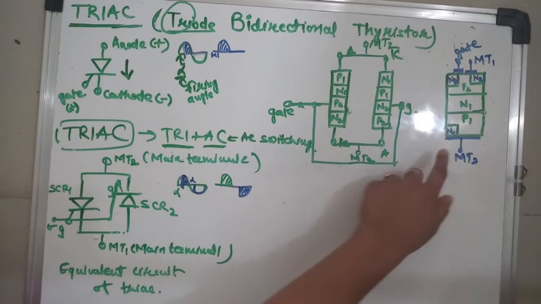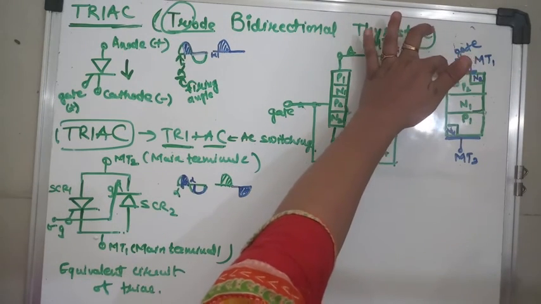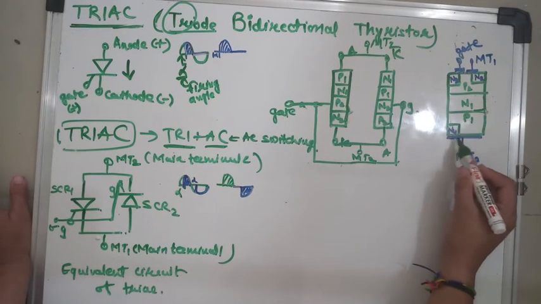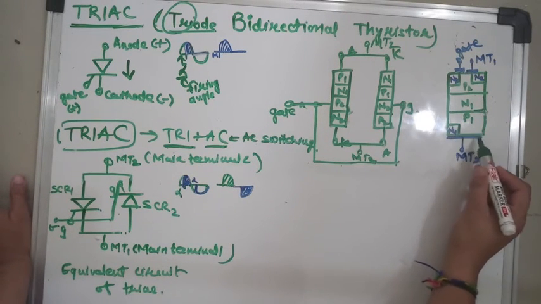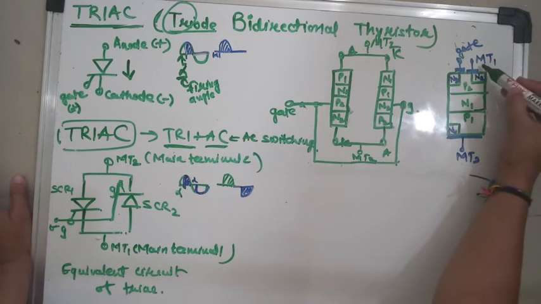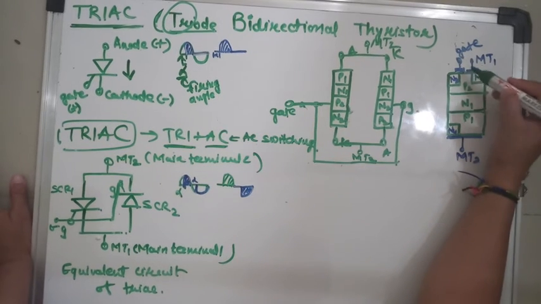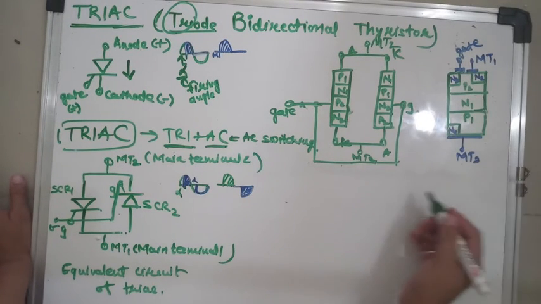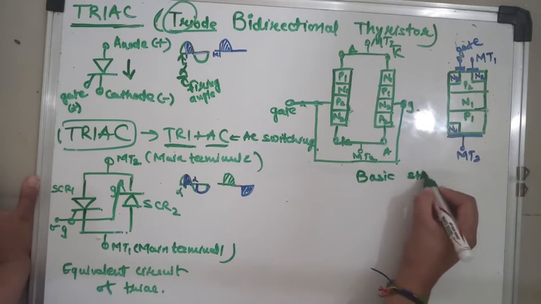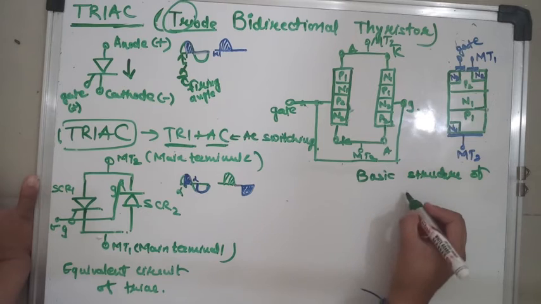Now see here, N4 is diffused in the P1 layer, and in the same way N2 and N3 are diffused in the P2 layer. This blue line indicates the metallic contacts: MT2 is carried out from the P1 and N4 layers, in the same way MT1 is carried out from the N2 and P2 layers, and the gate is carried out from the P2 and N3 layers. So that is the basic structure of the triac.